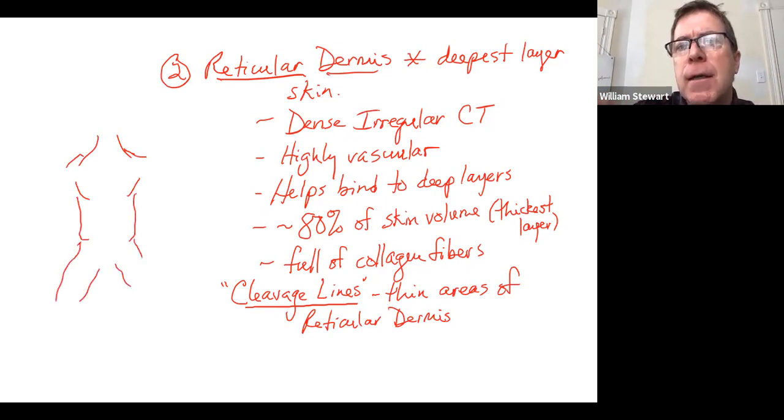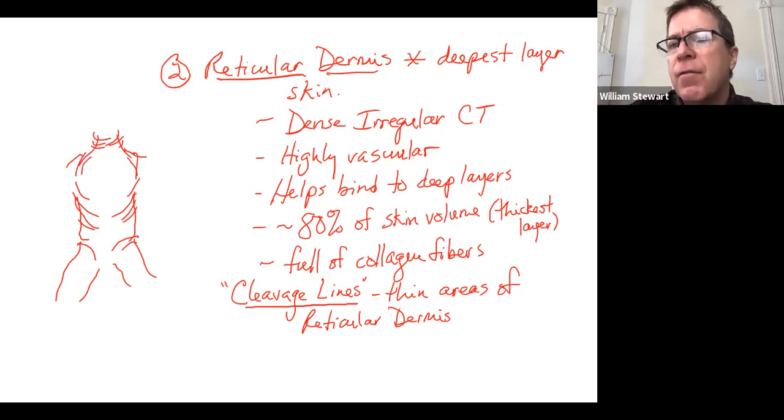you would see these sort of patterned lines in the dermal layers of the skin. Up here would be circular in the cervical neck region. And those lines are thinning of these collagen fiber bundles within the reticular dermis.